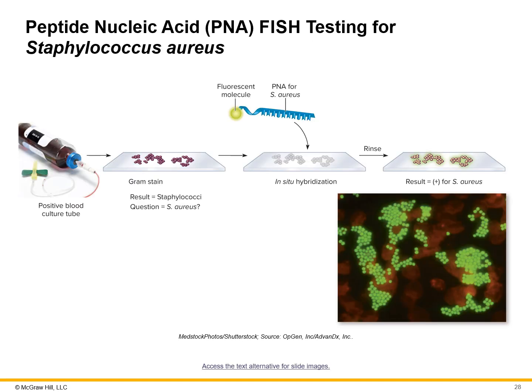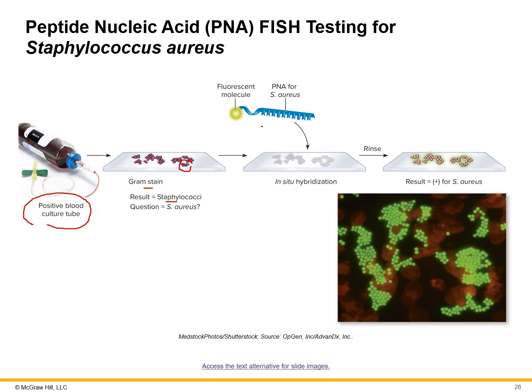And so this is just looking at peptide nucleic acid PNA FISH testing for Staph aureus. So here we have a positive blood culture tube. Staph aureus is present in this blood. A gram stain has been done. It identifies Staphylococcus, again, clusters of circles here. So is it actually Staph aureus though?